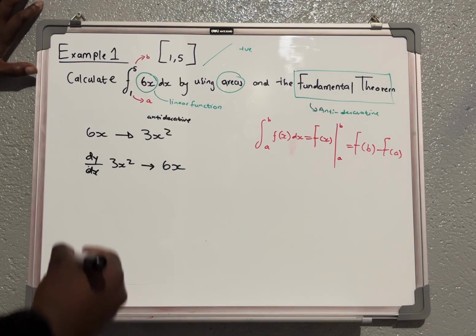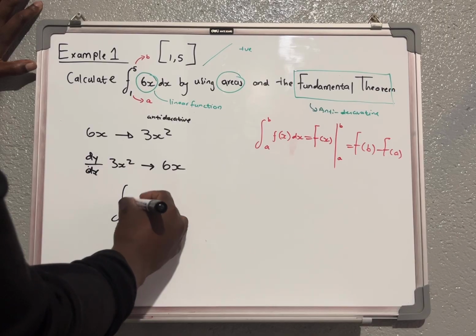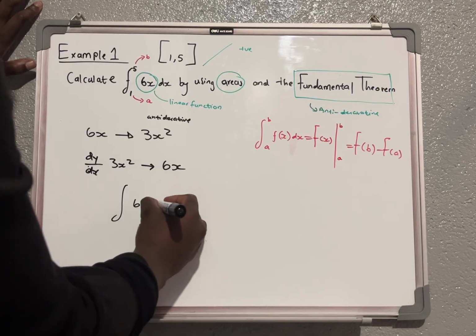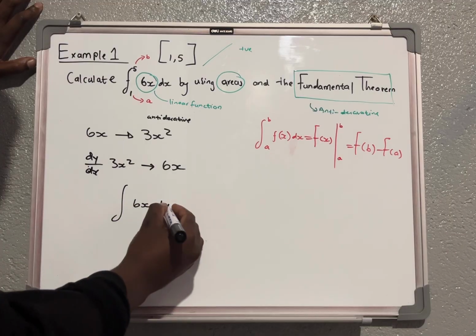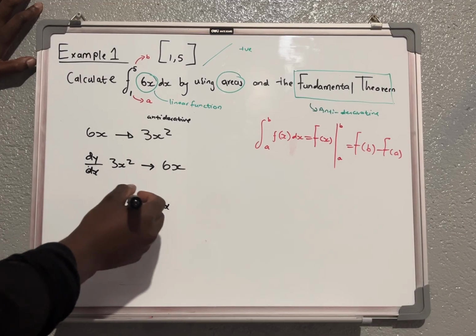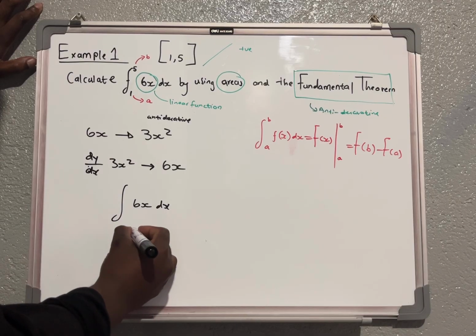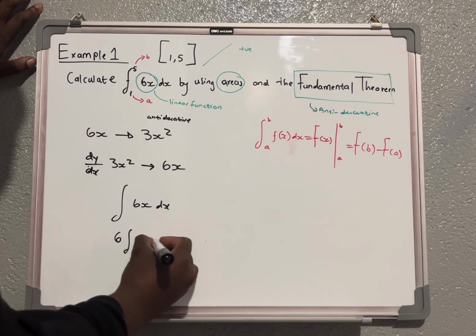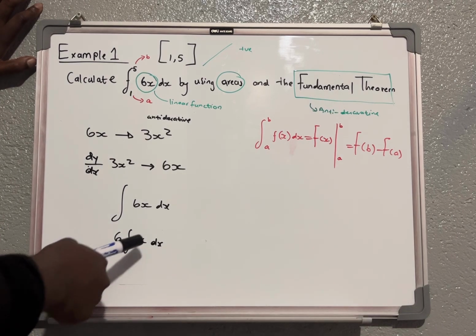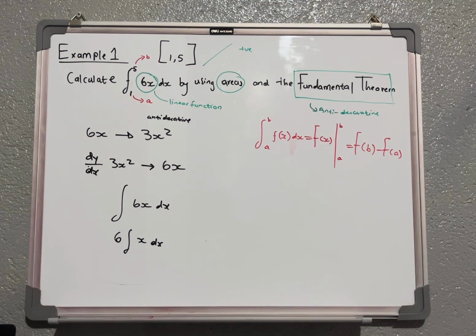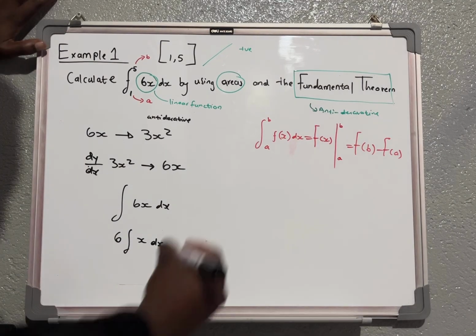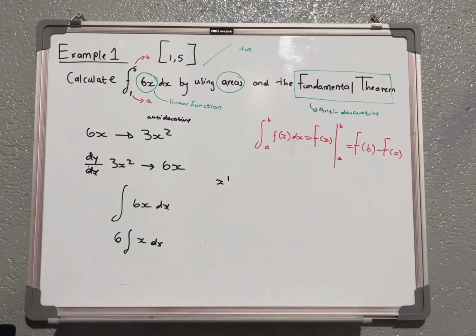So now we say we have the integral of 6x dx. We can take this 6 to the other side, so we have 6 times the integral of x dx. Since we are only left with one term here, we can focus on it in the meantime and bring the 6 back when we are done. This one can be represented as x to the exponent 1. And what do we know when we have this type of term?